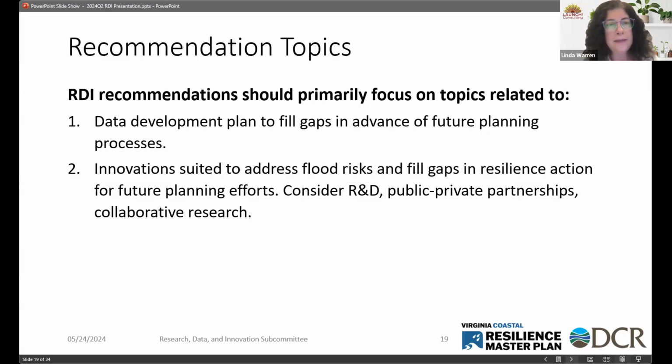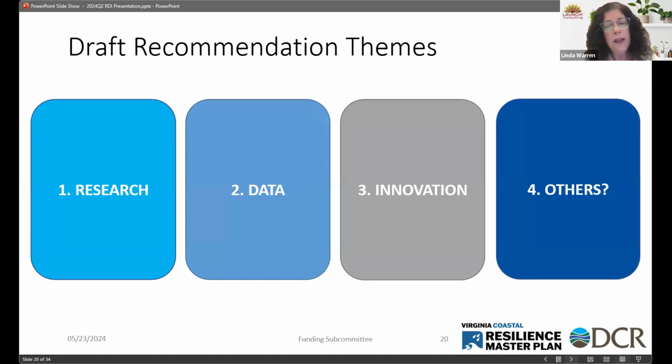Next slide. So really some basic themes that match the name of your subcommittee to help give categories to these different recommendations. So research, data, innovation. And if there are some other themes or categories for recommendations, let's talk about them right now. So we're going to go through, there's a slide for each of these three, and then a chance to say if there's a fourth one.